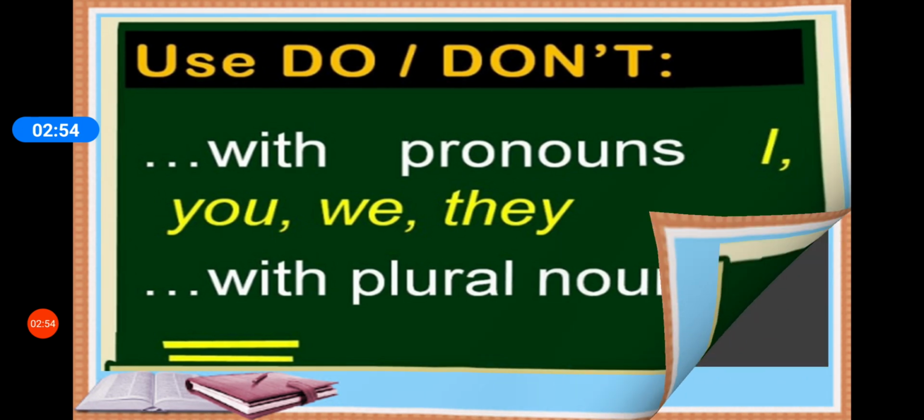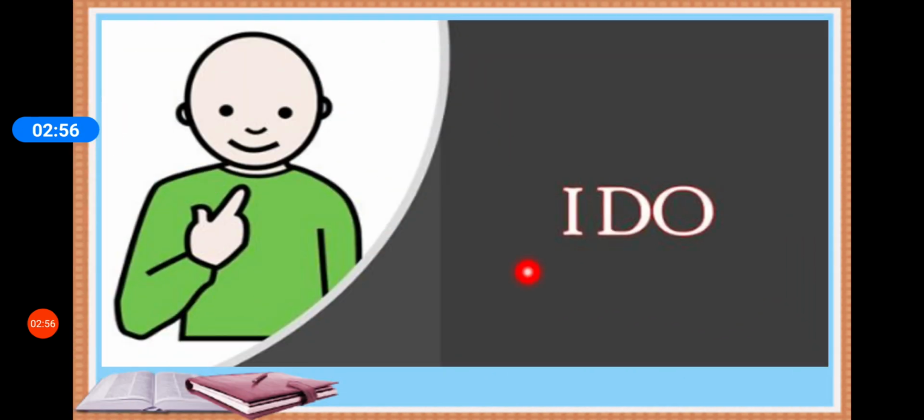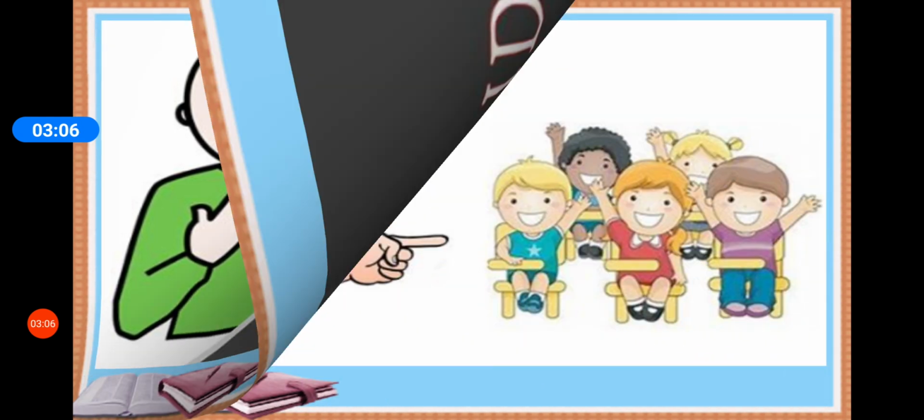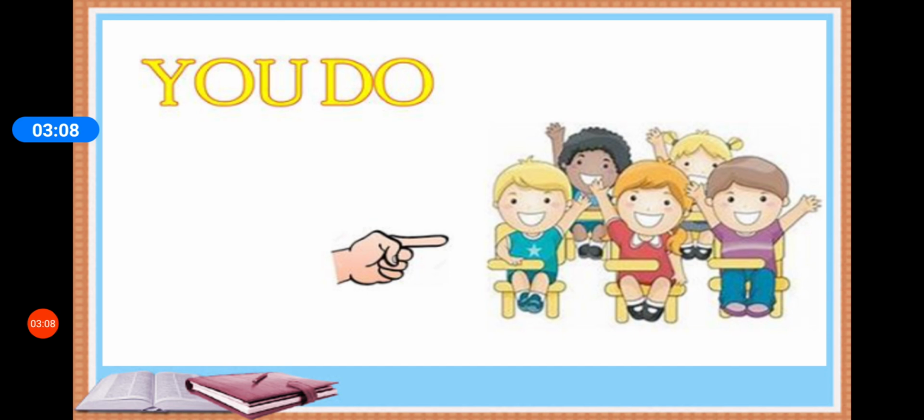Right? For example, I do. For pointing towards ourselves, we use the pronoun I. I do the work. Similarly, you. When we are pointing towards somebody, the person to whom we are speaking, we make use of the pronoun you. Again, with you, we make use of do. The helping verb do is used. You do.